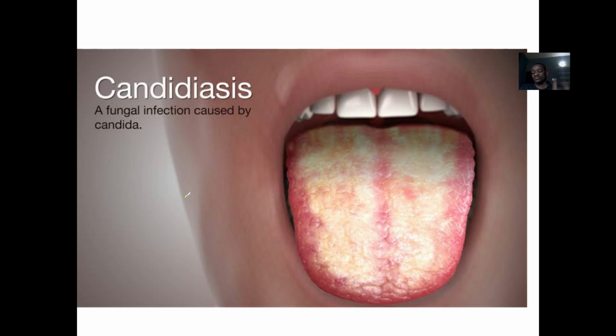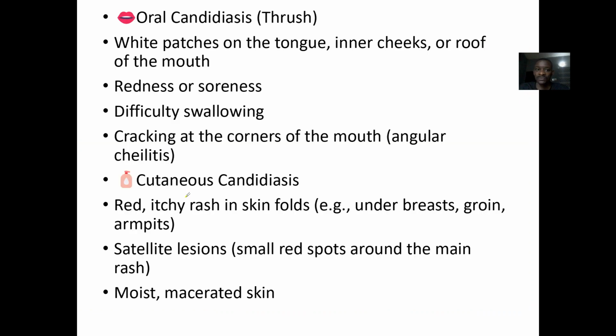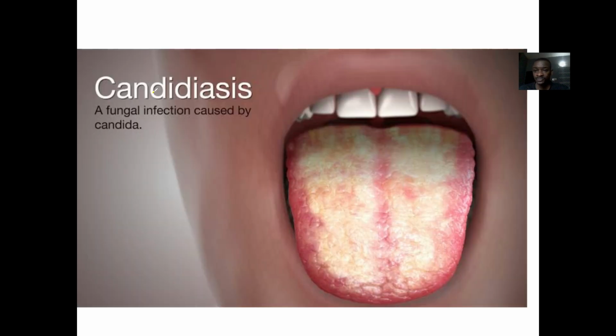So you can also have yeast infection in the mouth, okay. So you want to ask me why? Okay, some people actually practice oral sex, so it can move from the reproductive system to the mouth, you know. So oral one, you have white patches on the tongue, the inner cheeks or the roof of the mouth.